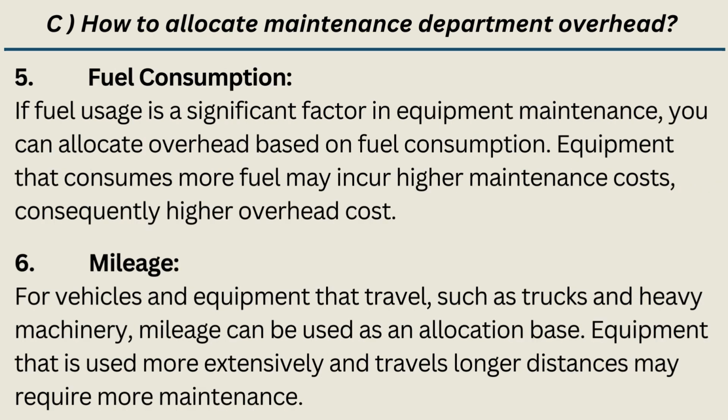5. Fuel consumption. If fuel usage is a significant factor in equipment maintenance, you can allocate overhead based on fuel consumption. Equipment that consumes more fuel may incur higher maintenance costs, consequently higher overhead cost. 6. Mileage. For vehicles and equipment that travel, such as trucks and heavy machinery, mileage can be used as an allocation base. Equipment that is used more extensively and travels longer distances may require more maintenance.